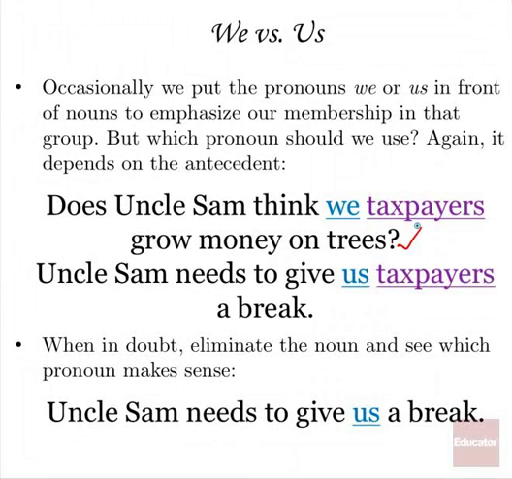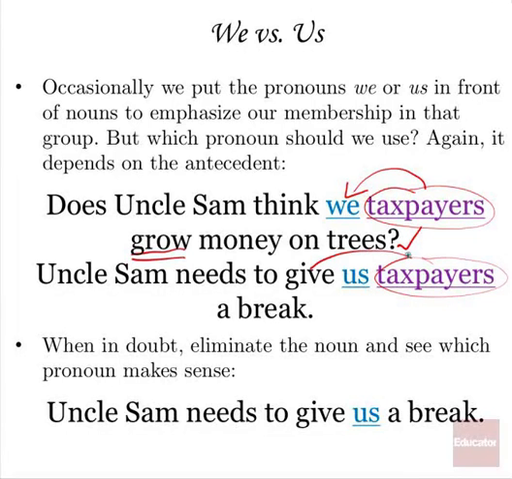In this case, we're looking for the subject of the verb grow. That's what taxpayers is, which means that we need the subjective case, we. Whereas, by contrast, Uncle Sam needs to give us taxpayers a break. All right, taxpayers in this case is the indirect object of the verb give, which means that us has to be in the objective case. Now, if you're ever confused about this one, eliminate the noun, just use the we or the us, and see which pronoun makes sense.